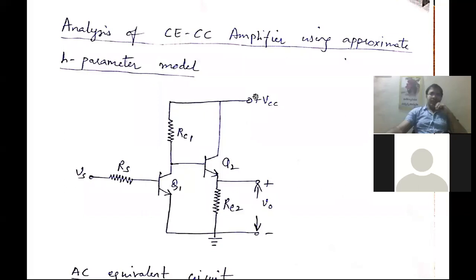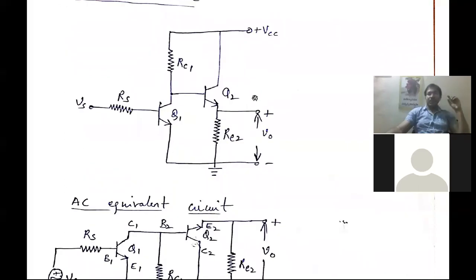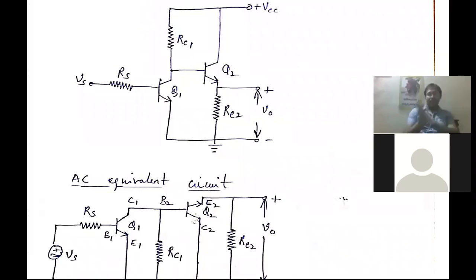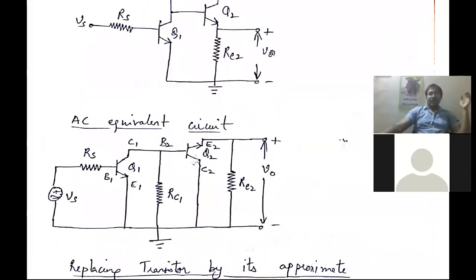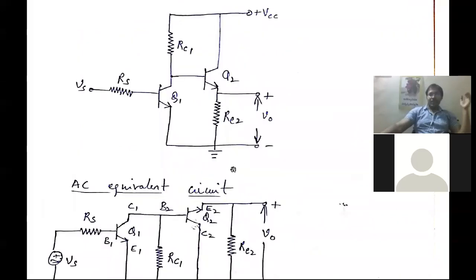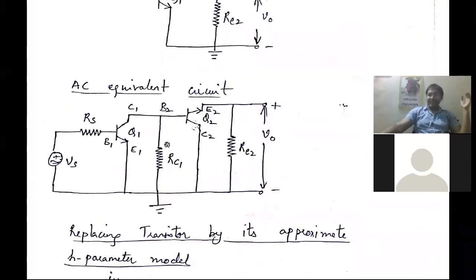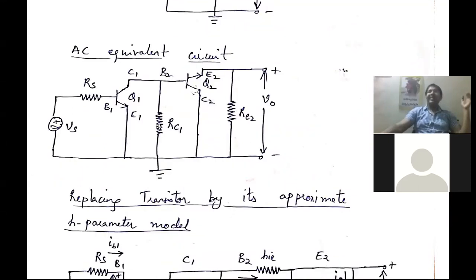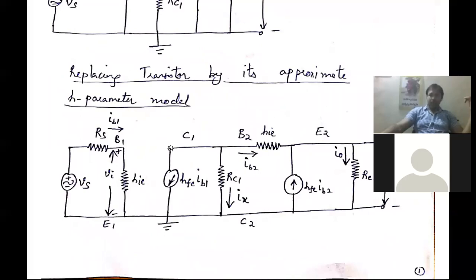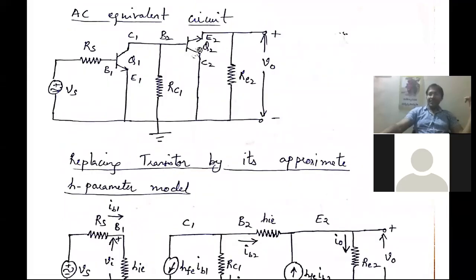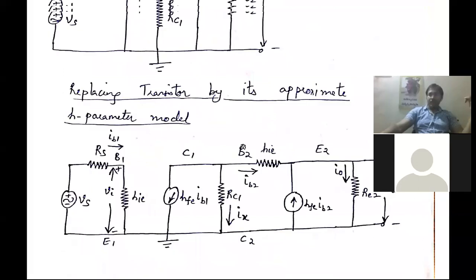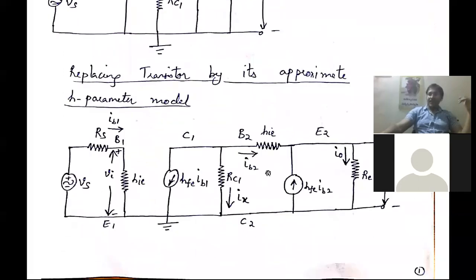Capacitor short circuit. Yes, capacitor short circuit, VCC replaced by ground, that is the AC equivalent. So no capacitor, and VCC replaced by ground, this is the circuit. We have already done that in yesterday's class. Then the next task is to replace the transistor by its h-parameter model. If the question asks for the exact model, replace it by the exact model. If the question asks for the approximate model, replace it by the approximate model. So here we are replacing both transistors by the approximate model. This we have already completed in yesterday's class.